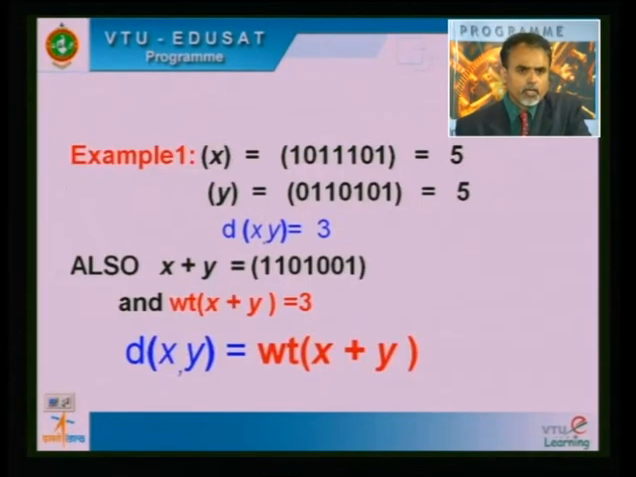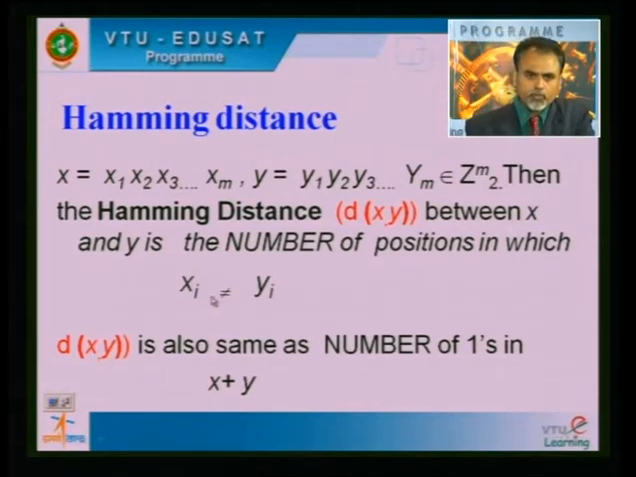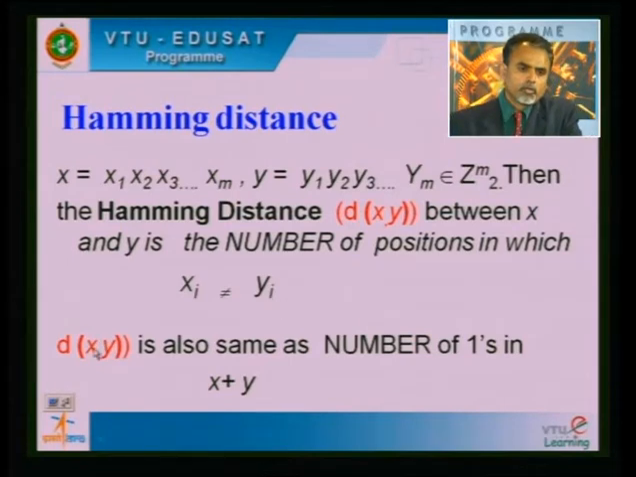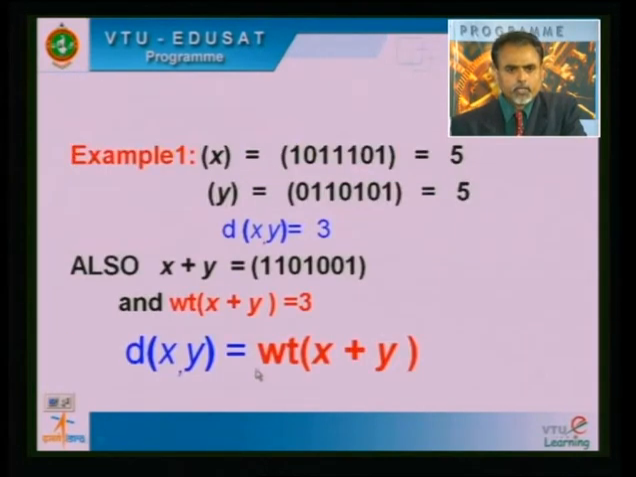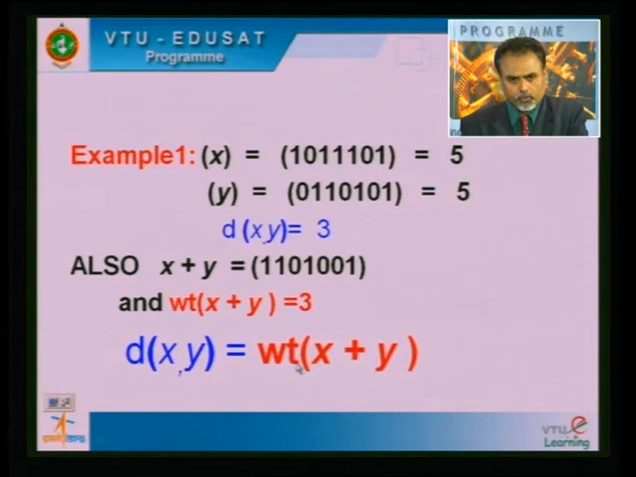Totally, we should not forget that the distance we defined as the number of positions in which they are differing, or it is the weight of x plus y, where the weight of x plus y we just defined as the number of positions in which xi is not equal to yi. In x plus y, the positions where xi equals yi do not count, so the distance between x and y is the weight of x plus y, and therefore whatever the properties are there for distance, they are there for weight also.